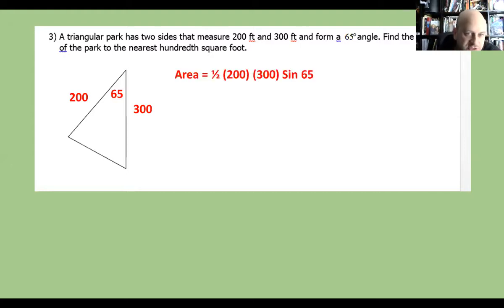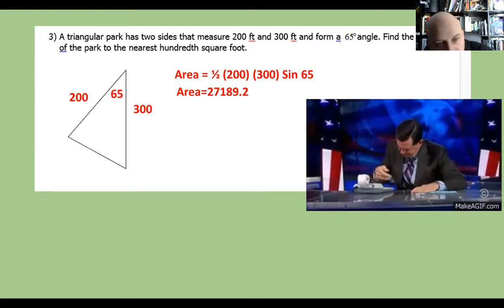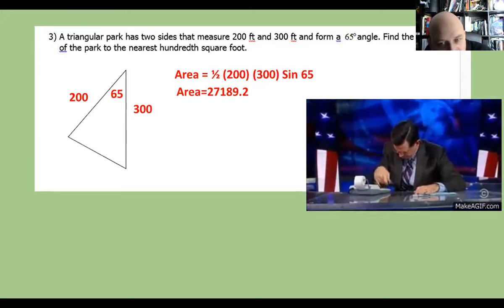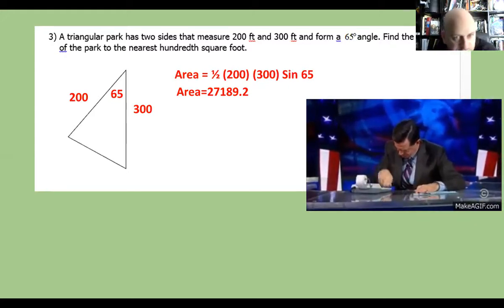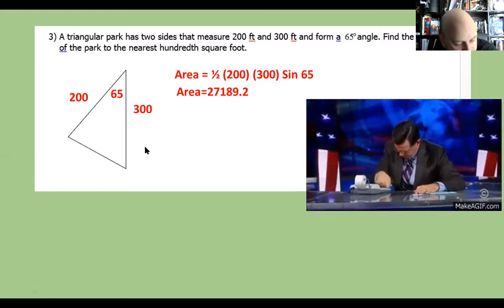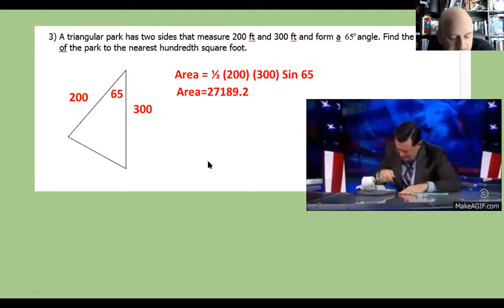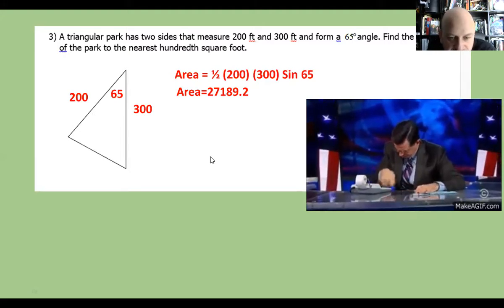When we type in our equation, we have 1/2 times the two sides times sine of 65. When you do this, you should get a value of 27,189.2, which is about 27,189 square feet. So it's actually quite simple. The trick really comes down to, are you able to use the calculator or not? And also, do you have side angle side? First thing, do you have side angle side? And then can you use the calculator to get your answer? Hopefully this makes sense. If you don't understand what's going on, please send me your questions and I'll try my best to help you.